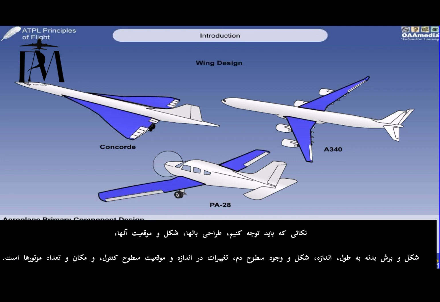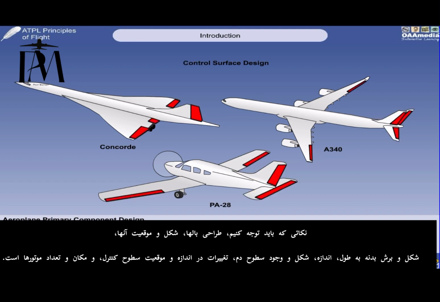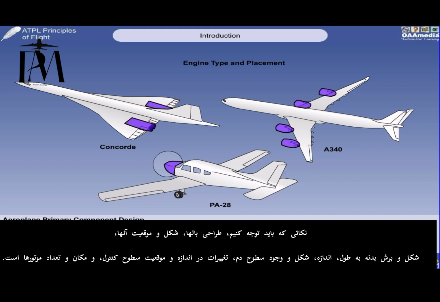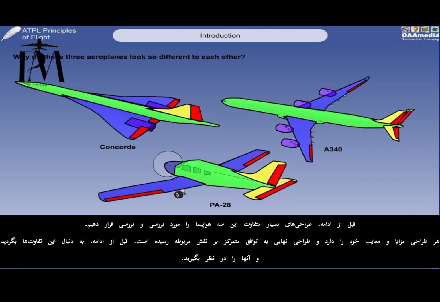Notice the different design of the wings, their shape and position, the fuselage shape and cross-section to length, the size, shape and presence of tail surfaces, the variation in size and location of control surfaces, and the location and number of engines. Study and consider the very different component designs of these three aeroplanes. Each design has advantages and disadvantages, and the final design is a role-centered compromise. Look for and consider these differences before moving on.